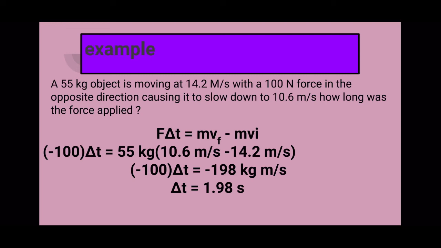So then we're left with negative 198. Then we bring over the negative 100 and divide that by negative 198, and we're left with the time being 1.98 seconds.